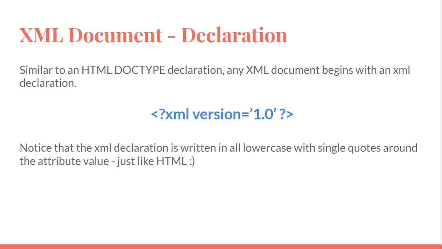So to get started, just like HTML has a doctype declaration, XML begins with an XML declaration. This is that. So you can see angle bracket, question mark, xml, and then version 1.0, and then question mark, angle bracket. We're writing all our tags in lowercase. We're writing any attributes in lowercase, and we're writing attribute values in single quotes.